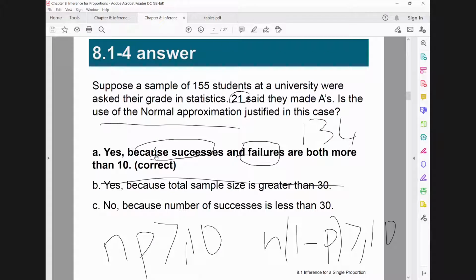It's related to both the number of successes and the number of failures. Here the number of successes is 21. This is 21 here, and this is 134. How did we find 134? 155 minus 21. Then both are more than 10. That's why we can approximate by the normal distribution. Is it clear?